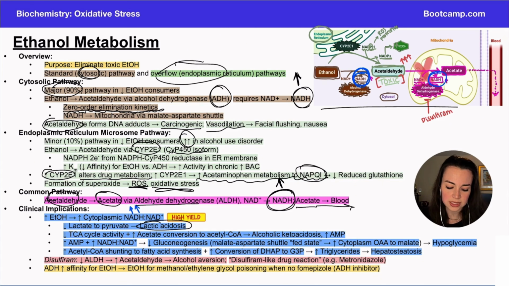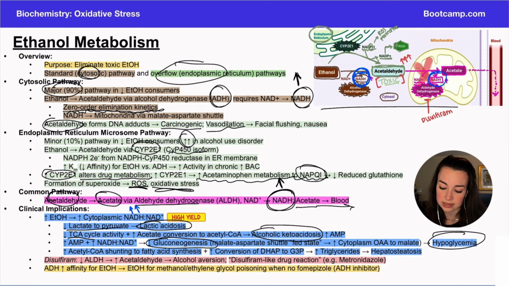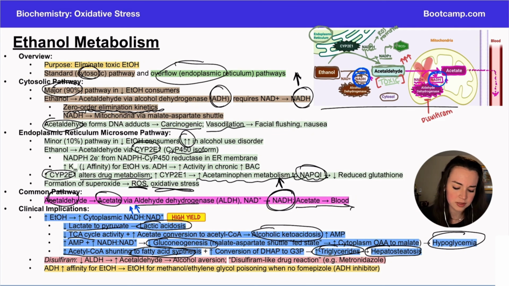Lactic acidosis due to decreased conversion of lactate to pyruvate, alcoholic ketoacidosis due to shutting down of the TCA cycle, hypoglycemia due to the shutting down of gluconeogenesis, and hepatosteatosis due to the buildup of triglycerides from the increased fatty acid synthesis. We talked about disulfiram and the disulfiram-like drug reactions, which happened when aldehyde dehydrogenase activity was decreased. You got that buildup of acetaldehyde, which led to those vasodilatory effects like the facial flushing and the nausea.